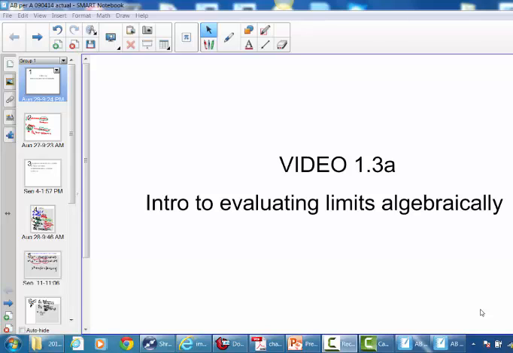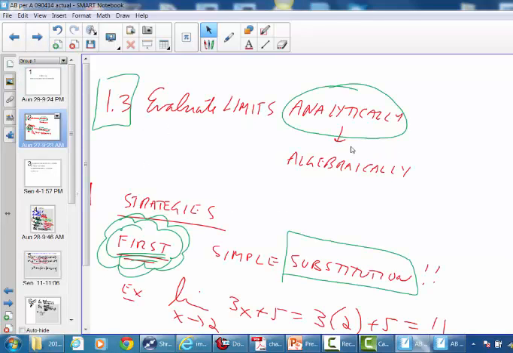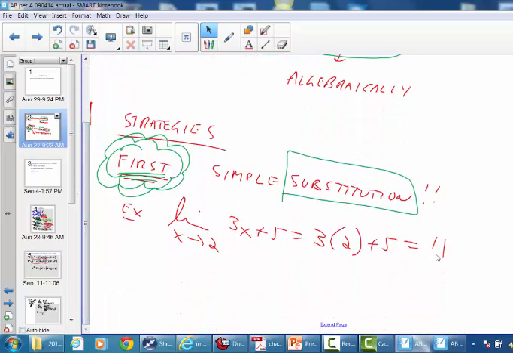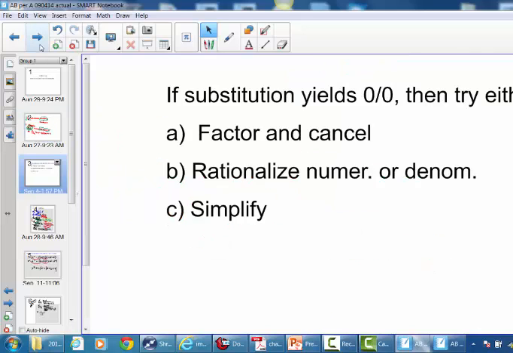Hi, this is video 1.3a, introducing evaluating limits algebraically as opposed to graphically in section 1.2 where you were given a graph. Analytically means the same as algebraically, and the first strategy you will always use when trying to evaluate a limit algebraically is simple substitution. If indeed you get an answer that exists, a real number, you are done.